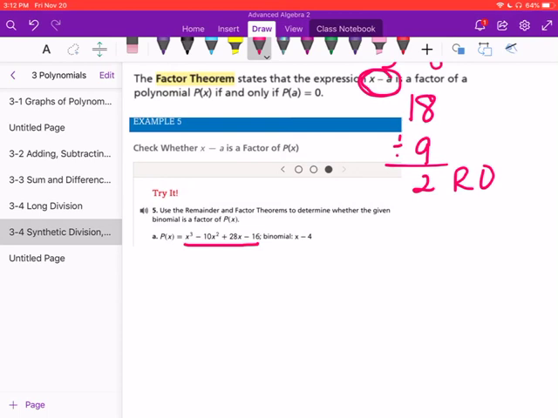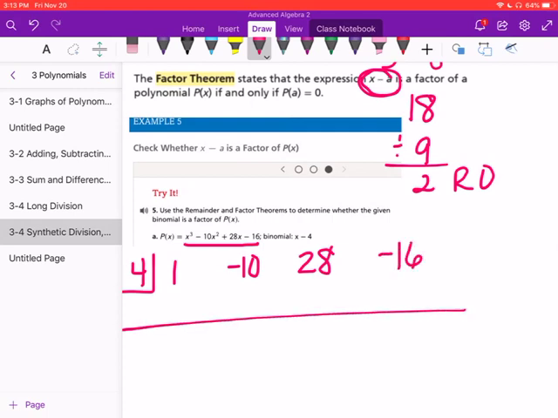So I'm going to do that here. Is it a factor? We're going to see. So I'm going to divide by 4: 1, negative 10, 28, negative 16. Let's do some synthetic division here. I'm adding 1, 4, negative 10 plus 4 is negative 6. 4 times negative 6 is negative 24. And I add those, I get a positive 4. Then 16, I get a remainder of 0.